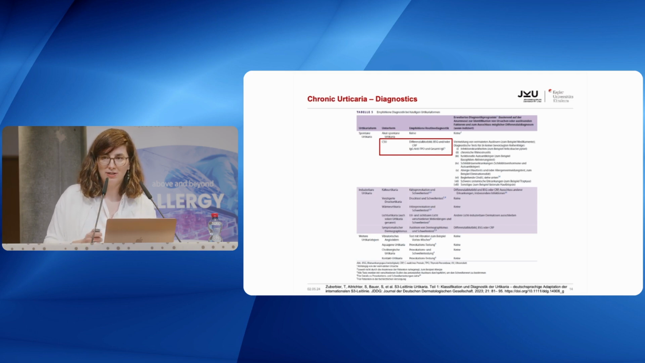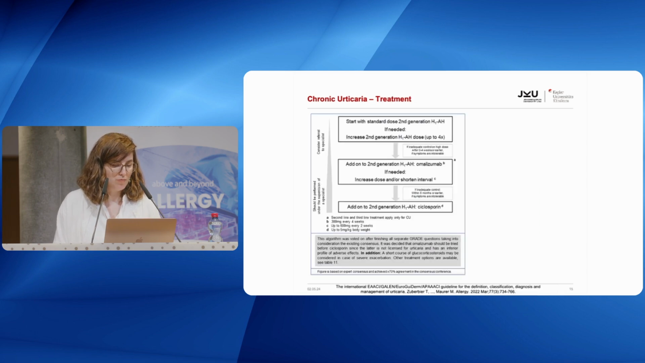You should rule out that there's something really severe happening with the patient, typically done with differential blood work and CRP levels. And we will come to why that is interesting. We should measure total IgE and IgG anti-TPO. And it's also recommended to look out for these inducible forms of urticaria, because then you can make specific recommendations for the patients. And that's already it. So the diagnostics is really limited, let's say, as recommended by the guideline at the moment.